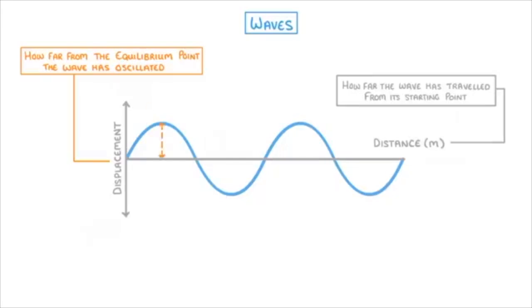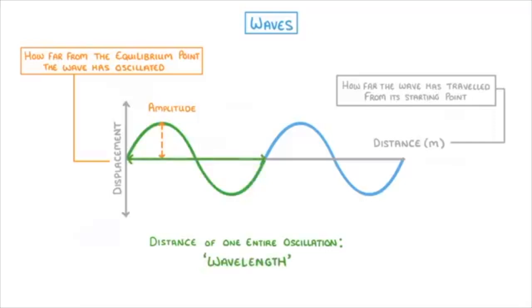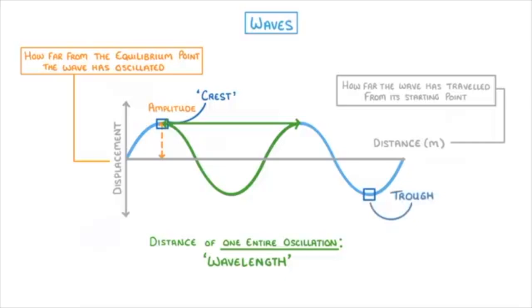The maximum displacement is known as the amplitude, while the distance of one entire oscillation is called the wavelength. So that could be from equilibrium, up, down, and back up. Or it could be from the very top of a wave, which we call the crest, down and back up to the next crest. It just has to be one entire oscillation, and the opposite of the crest is called the trough.